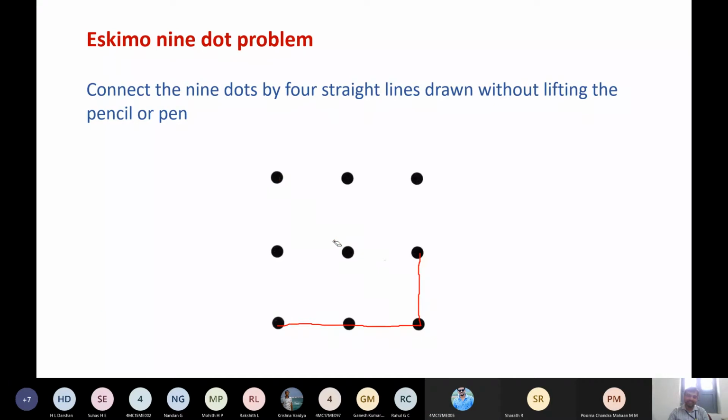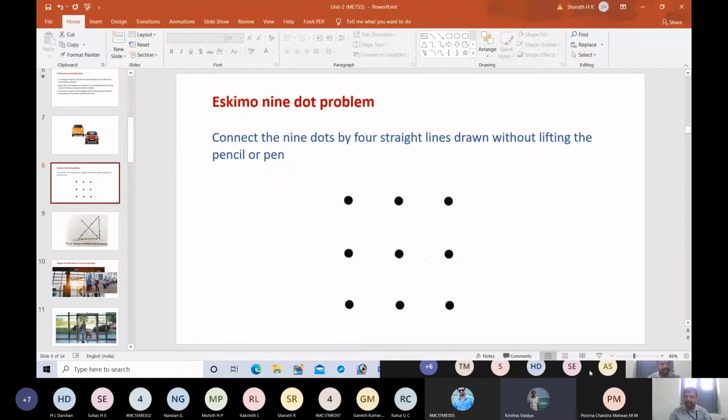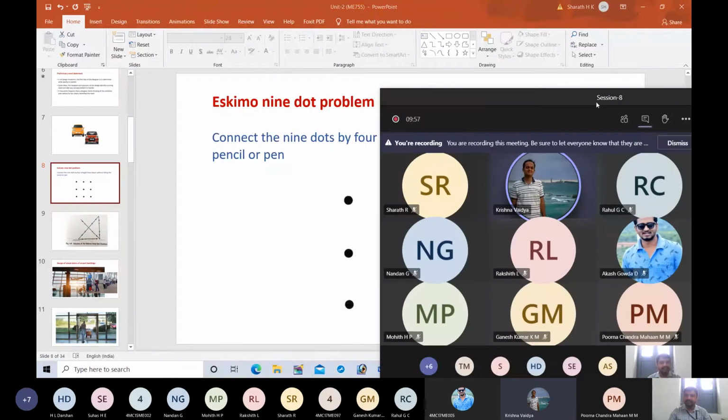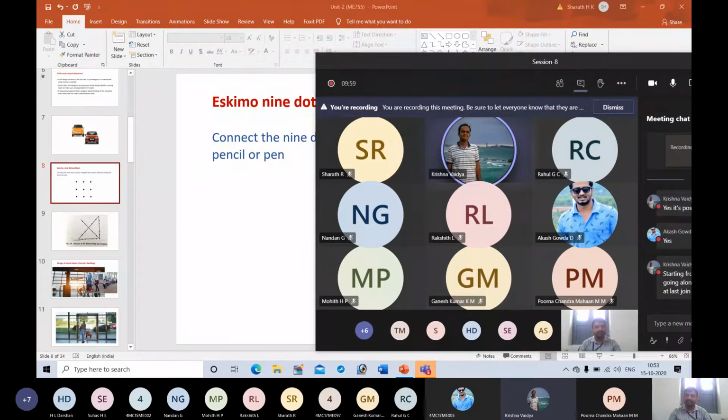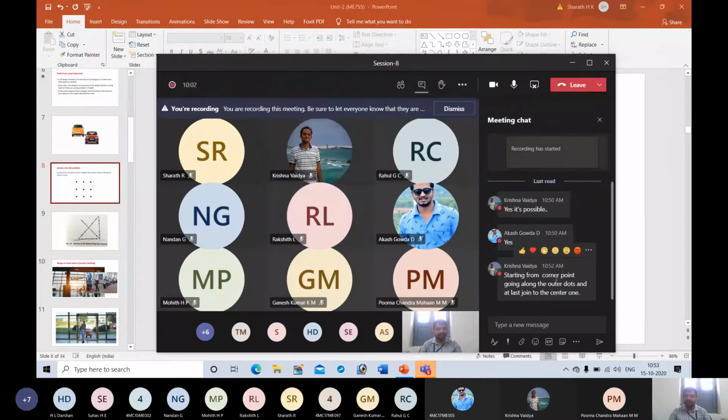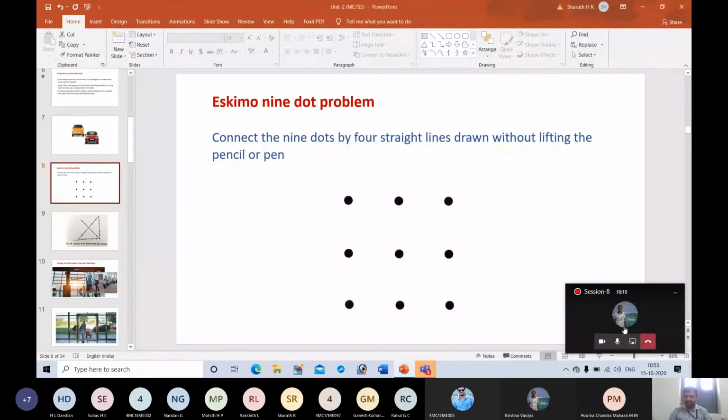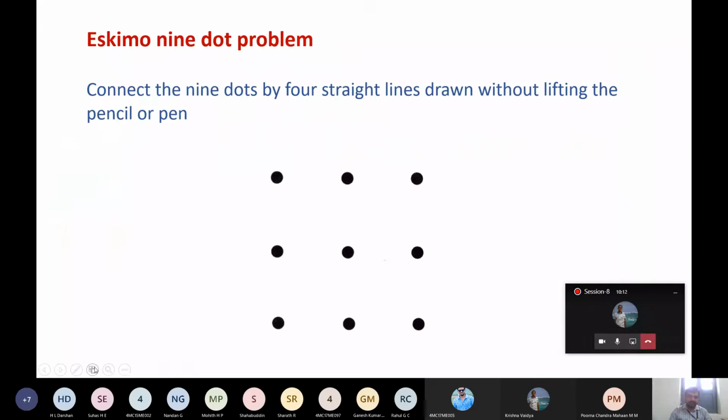Okay, Krishna Vaidya. Starting from a corner point, going along the outer dots and at last joining the center one. Okay, so now I will join. I can start from anywhere.